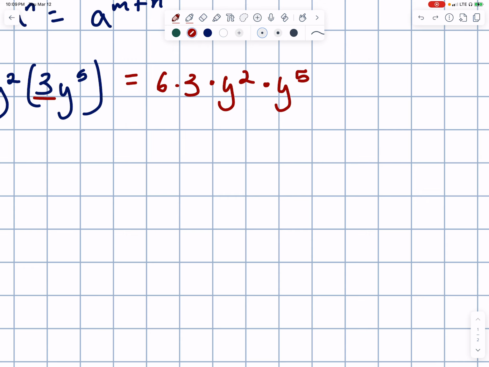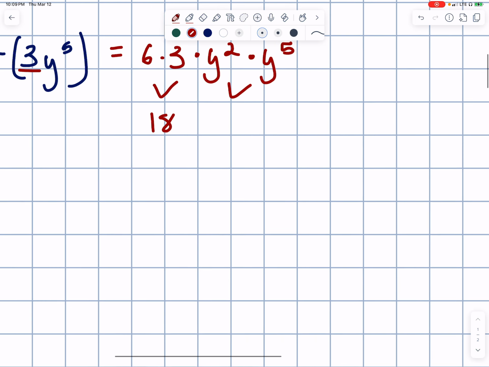And now we can simplify a little bit, okay? 6 times 3, what's 6 times 3? 18. Great job. I heard you. I know you said that. 6 times 3, 18.